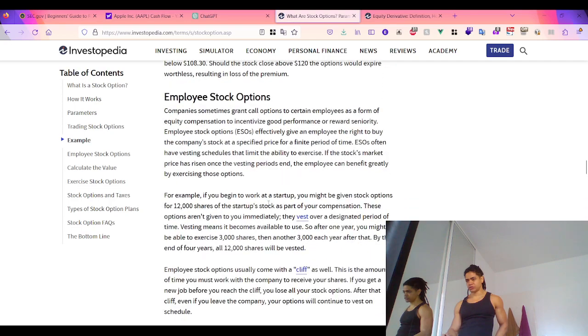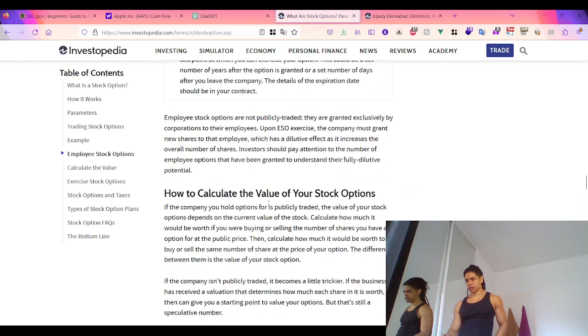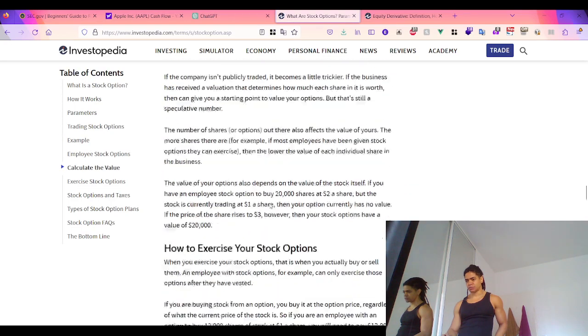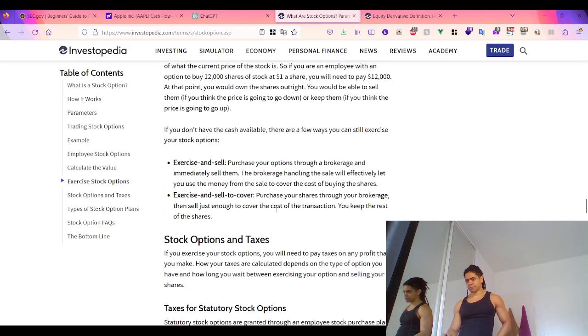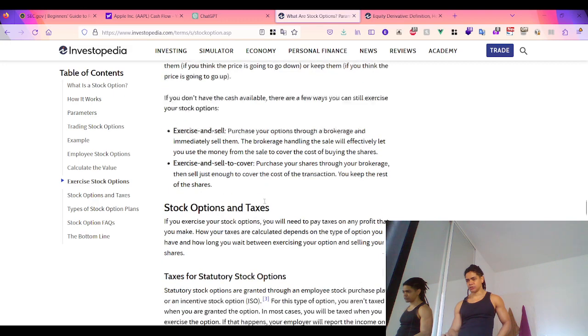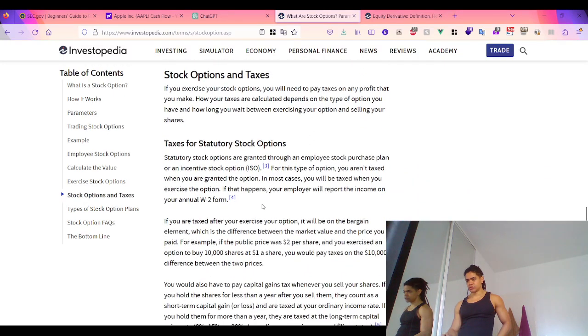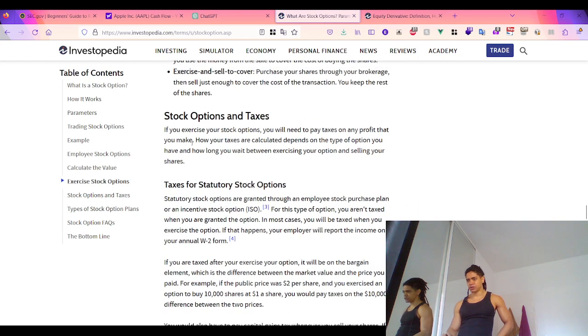Interest, employee stock options, how to calculate the value of your stock options, how to exercise your stock options, exercise and sell to cover, stock options and taxes. If you exercise your stock options, you will need to pay taxes on any profit that you make. How your taxes are calculated depends on the type of option you have and how long you wait between exercising your option and selling your shares.